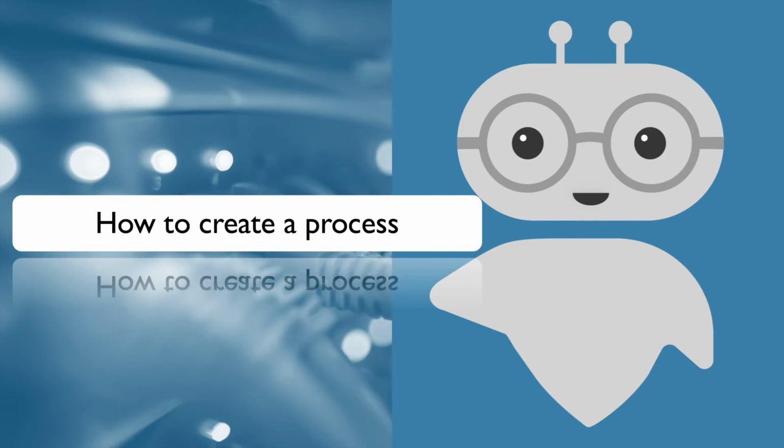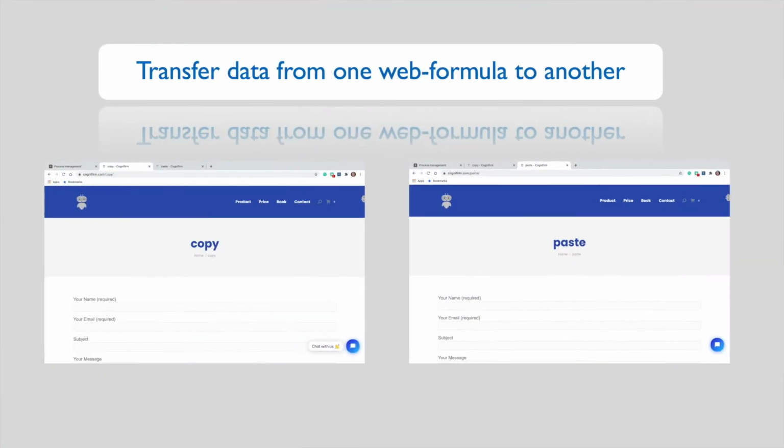This video will show you how to create a new automated process with your Cognifirm assistant. The Cognifirm assistant helps you transfer data between multiple online systems. In this simple example, we will transfer data between two form pages on our website. But you can use the Cognifirm assistant on any online system with much more complex data if you need to do so.